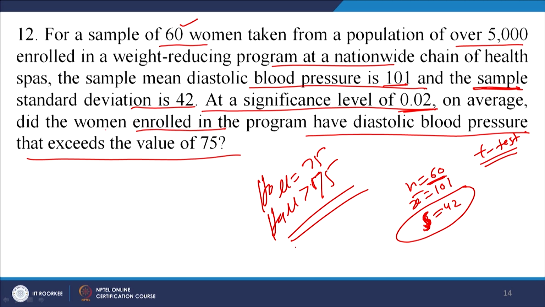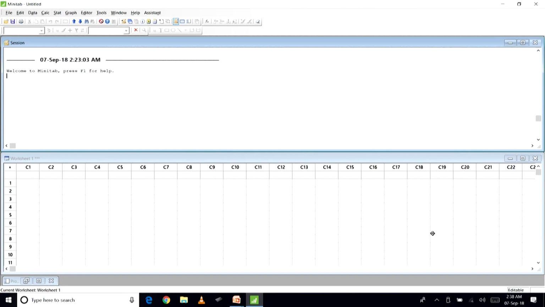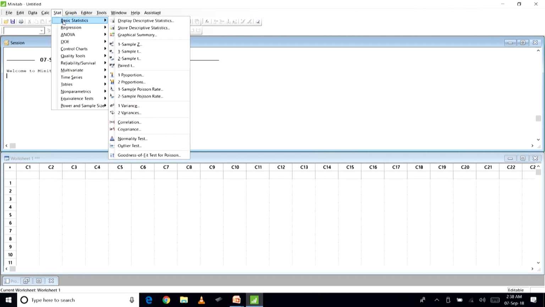With n equal to 60, the sample mean and sample standard deviation given, let us work out this example. This is a case of an upper tail test. So, let us look at this. We will go to Stat, Basic Statistics, and choose this one, the one sample T test.